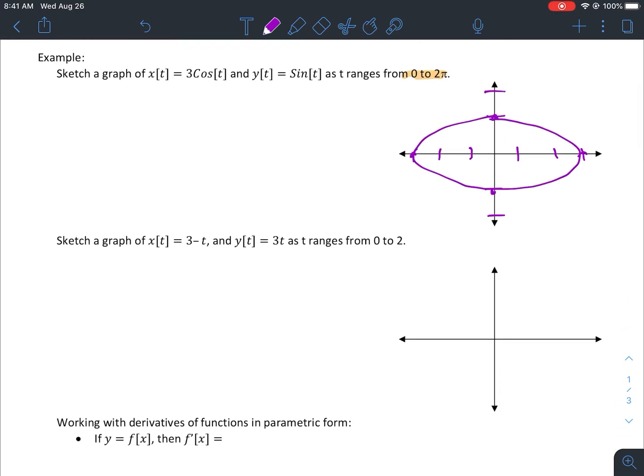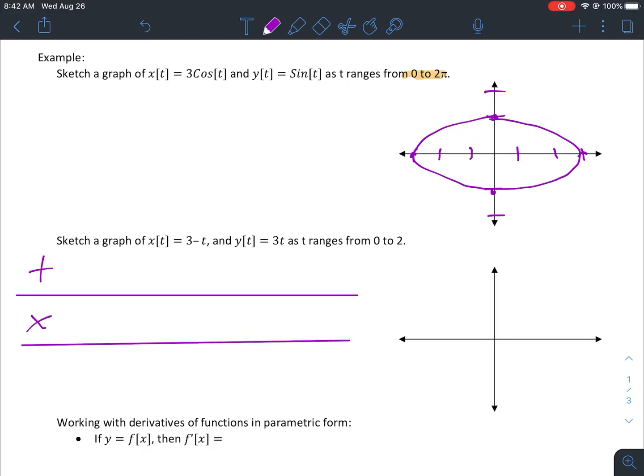Okay. The second one, sketch a graph of x of t equals 3 minus t and y of t equals 3t as t ranges from 0 to 2. I recognize that as a line. I know it's a line. Unfortunately, I don't know exactly what that line looks like. I don't know where it's at. So for this one, I am going to make a table of values. You can do a vertical table or a horizontal table. It doesn't really matter. Basically, you just want to make as many values as we possibly can, so from 0 to 2.